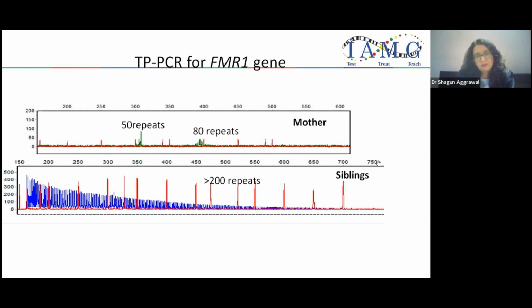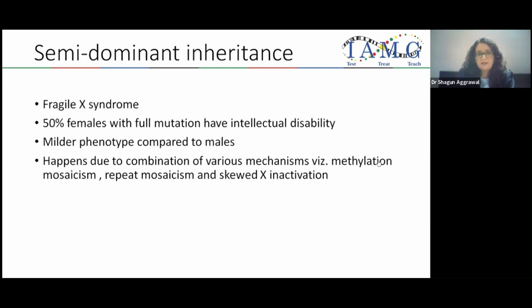So both the males and the females were manifesting, although the female was manifesting a milder phenotype compared to the males. So this is something which is called semi-dominant inheritance. So basically here, not all females are going to manifest.